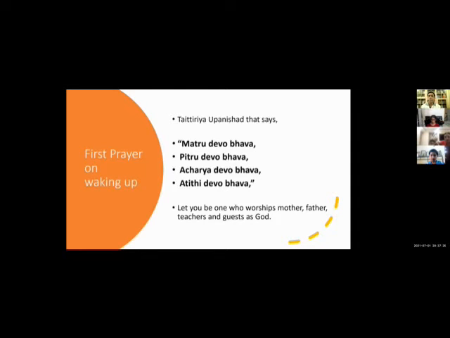Hariom. Matrudevo Bhava. Pitrudevo Bhava. Acharya Devo Bhava. Atithi Devo Bhava. Very good.